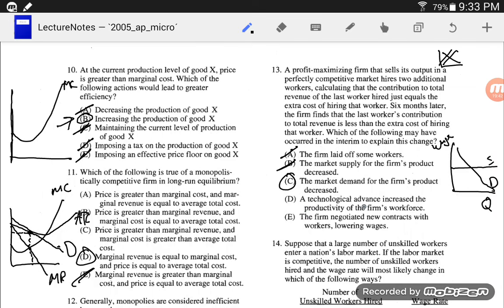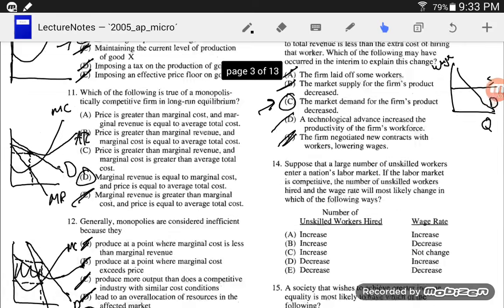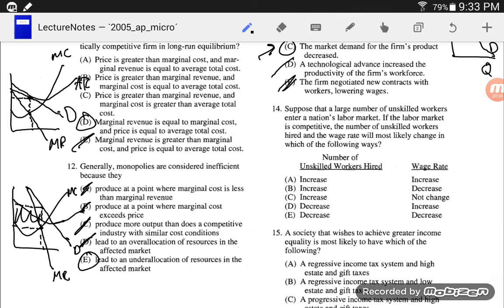A technological advance increased the productivity of the workforce. That might drive down market prices, but that would also increase the productivity of my workers, so no. The firm negotiated new contracts with workers lowering wages. No, it'd have to be an increase in wages. So yes, I'm going to go with C. That was a little bit trickier one to think through.